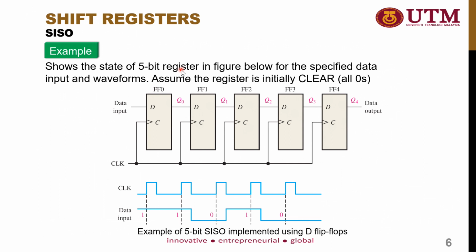If you have a total of 5 bits, you need a total of 5 D flip-flops: 1, 2, 3, 4, and 5. The example wants you to show the state of the 5-bit register for the specified data input and waveforms. This is the clock signal that has been given. They have 5 clock pulses, and the data input that they want you to transfer is 1, 1, 0, 1, 0. So you need to transfer the data 1, 1, 0, 1, 0 into the shift register. How does it work? Let's take a look at the next slide.